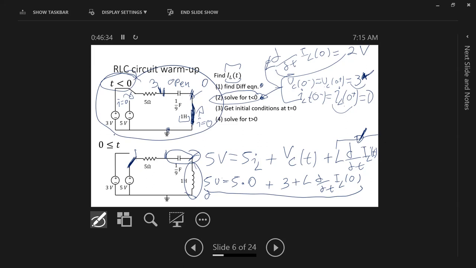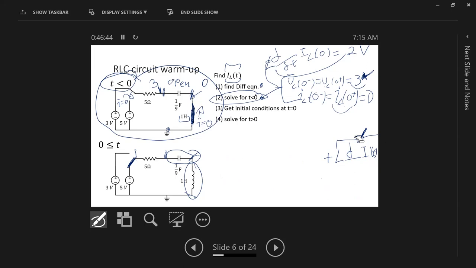Okay, so now you have your initial condition. Now we just have to derive a differential equation, which we already did, but I guess we can do it again. All right, so the differential equation is basically that 5 equals 5 times IL plus VC of t plus d/dt of IL of t. So we need to get rid of the VC of t.